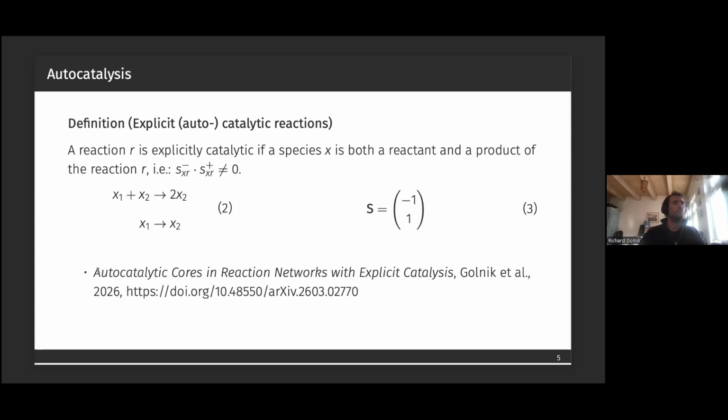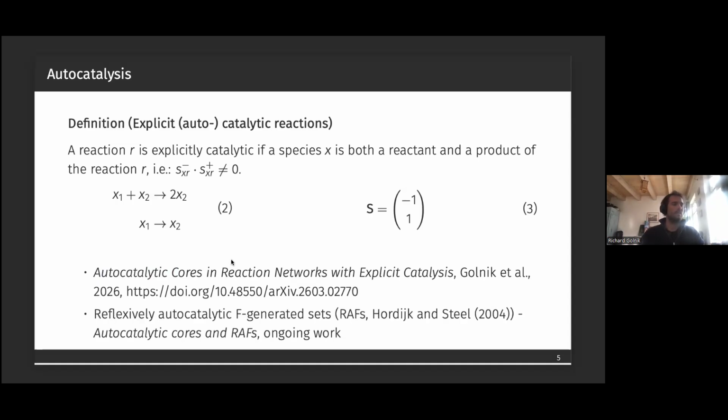We have treated this in another paper, which you can find here: autocatalytic cores in reaction networks with explicit catalysis. And what I also will not discuss here is another framework which relates to autocatalysis, the so-called reflexively autocatalytic F-generated sets, which were, I think, first introduced by Wim Hordijk and Mike Steel in 2004. It is currently ongoing work in our research group to find the overlaps between these two notions.